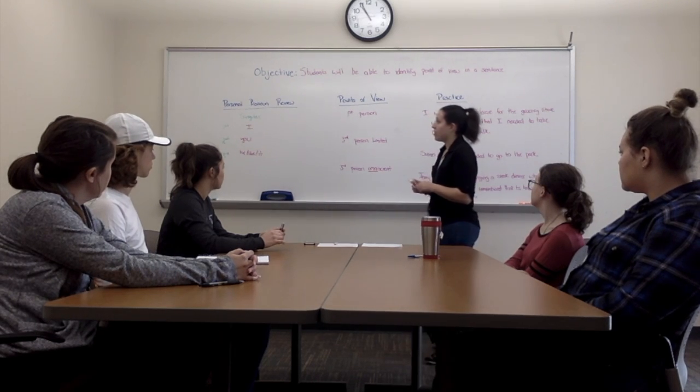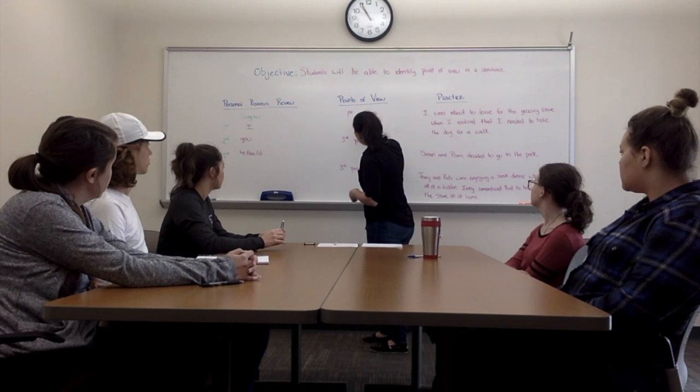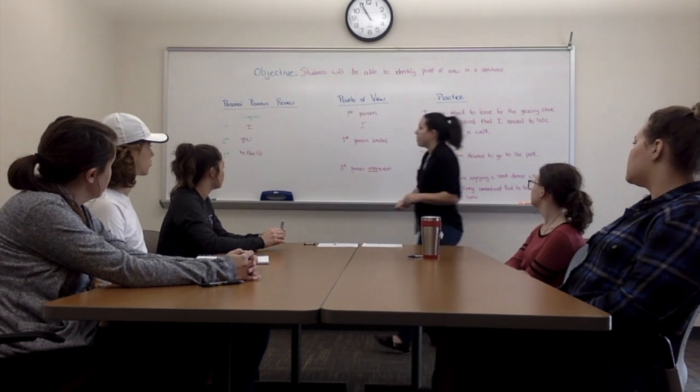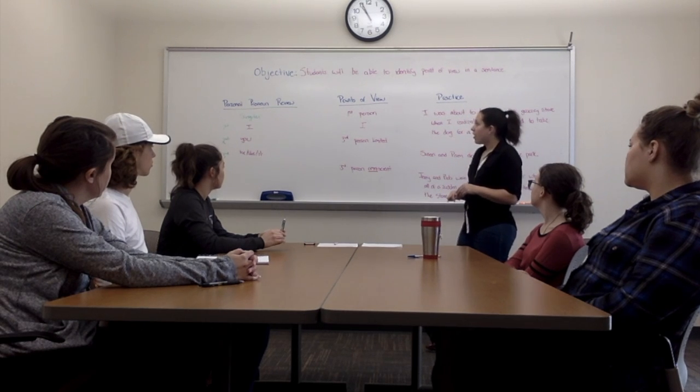So an example of that sentence might be, I decided to go hiking on Saturday. You see it uses that I pronoun. First person is probably going to be the easiest to identify because we can really easily link it back to our personal pronouns. Looking at our next point of view is going to be third person limited.